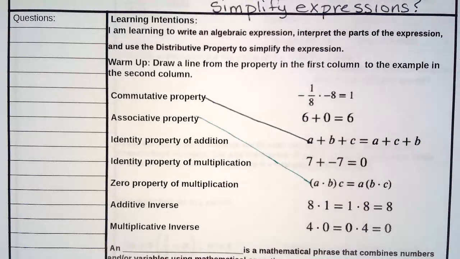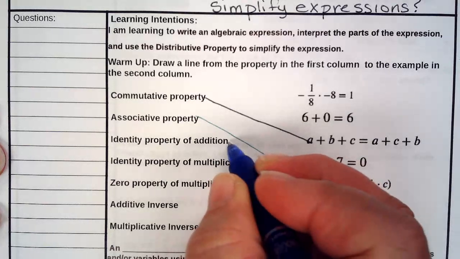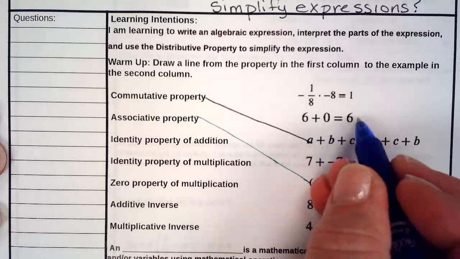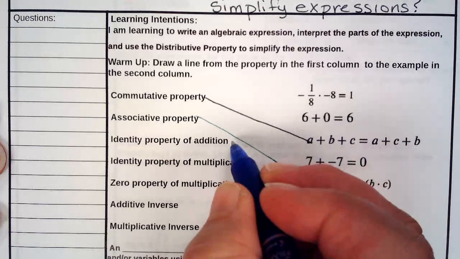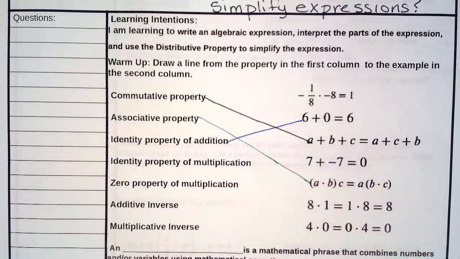Identity property of addition. When I add them, what happens? Think of what your identity is. Your identity is who you are. You do not change your identity, you're always who you are. So identity means it will not change when you're adding. You will not change the number. So the only thing you can add to everything is 0, and it will not change the number you start with.